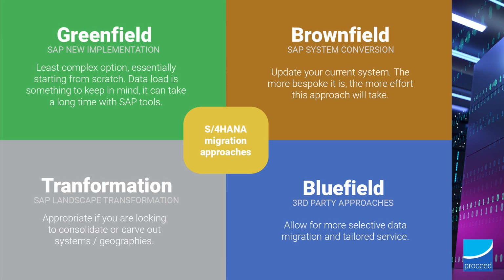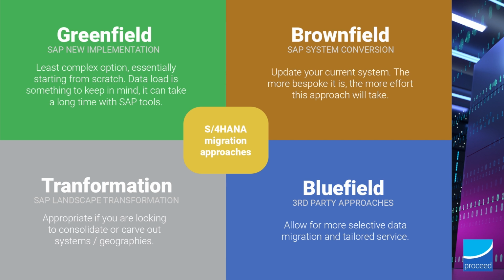So typically the two most used ways are what we call a brownfield and a greenfield migration, but there is something in between called bluefield, and then you've got this landscape transformation where you're probably merging multiple systems together. But brownfield basically is where I've got my existing ECC6 system and I'm going to do a technical upgrade to S4HANA. So you've got exactly the same functionality as you did in ECC6, but now in S4HANA and on the HANA database.